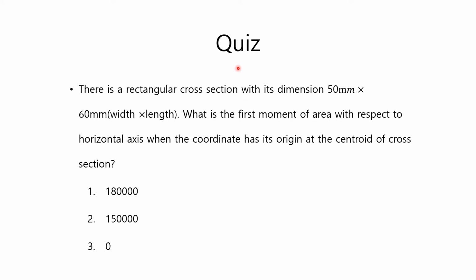Here I have a quiz for you. There is a rectangular cross section with this dimension, 50 mm by 60 mm, width and length. What is the first moment of area with respect to the horizontal axis when the coordinate has its origin at the centroid of the cross section? Number 1, 180,000. Number 2, 150,000. Number 3, 0.